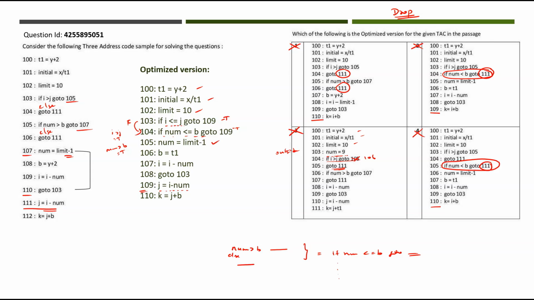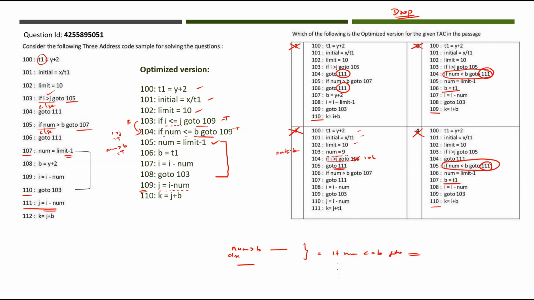Instead of having b is equal to y plus 2, we can reuse this particular variable t1 as they have done in some of the options here. So instead of b is equal to y plus 2, we are using b is equal to t1, I is equal to I minus num, go to 103. This part will be the body of the loop and it has not changed from the original logic. Only when both the original conditions become false do we get out of the loop. So till then the loop will be executing.